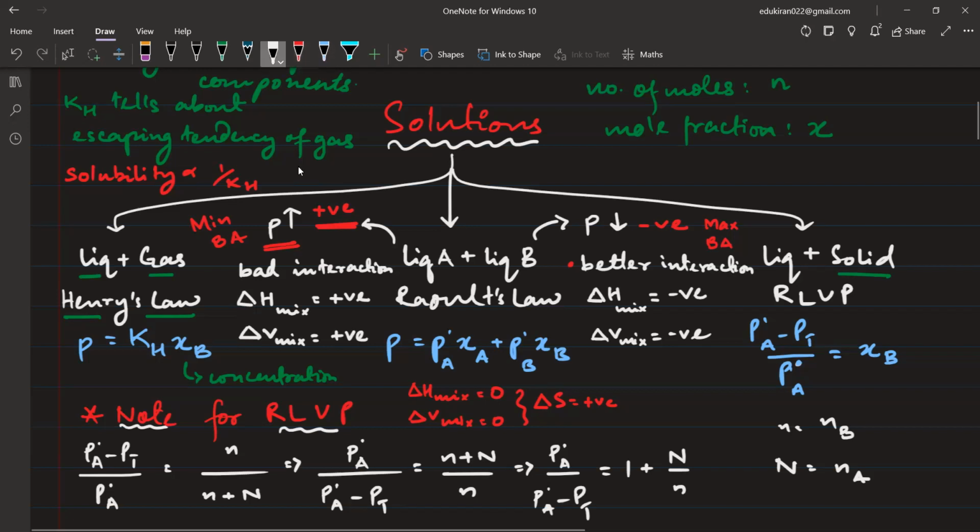Now, this concept is also known inside the topic relative lowering of vapor pressure, which comes under qualitative properties, but we are discussing it here itself. Why? Because a pattern will form: liquid plus gas, liquid plus liquid, and liquid plus solid.